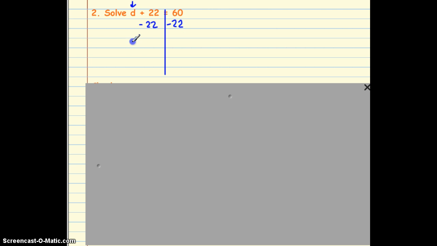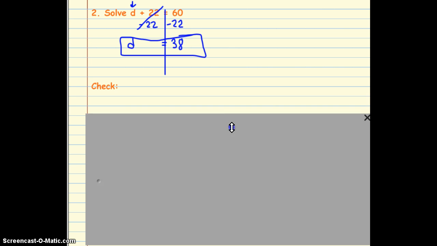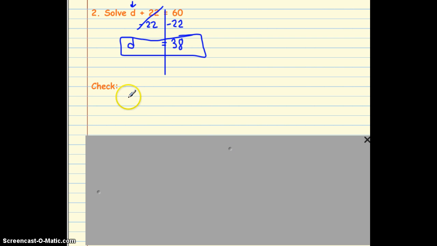Okay, nothing happens with the d, so we can bring that down. Plus 22 minus 22, that is 0, so it's gone. Keep our equal sign, and 60 minus 22 is 38. So d equals 38. And we can put a box around it as well. And let's go ahead and check it. If d equals 38, then our equation says 38 plus 22. Is 38 plus 22 equal to 60? You bet it is. We are correct.